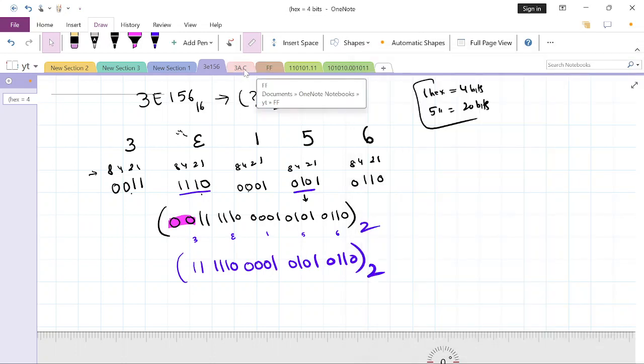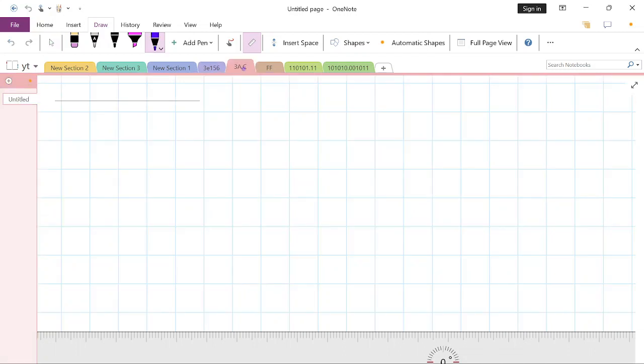Now let's take this question 3A.C and then we will understand how to verify it. So this has both the fraction part and the whole number part. So the whole number is 3A. Then put your radix point and this is your fraction part.